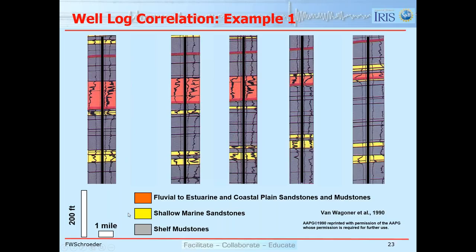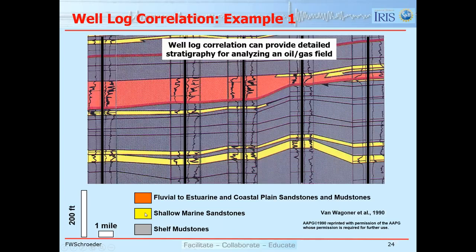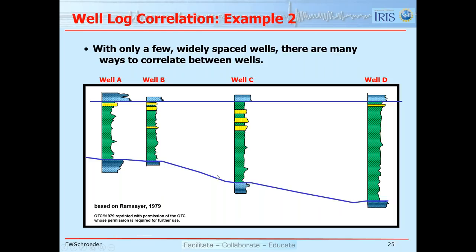Here's an example from Louisiana. I have 1, 2, 3, 4, 5 wells. I have some environments that are shown down here. This reddish stuff is supposed to be the orange stuff. The yellow is shallow marine sand, so those are my potential reservoirs. And we can do a chronostratigraphic correlation. This was done by Van Wagner and his co-authors and published in 1990. And so we're starting to build up a stratigraphic framework for this particular, I believe this is a single field.